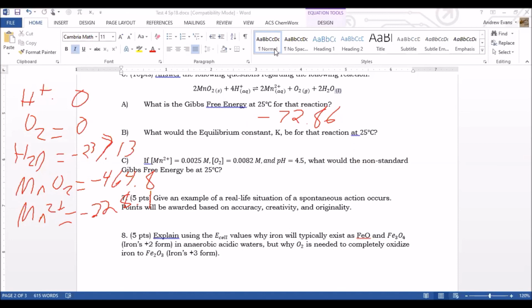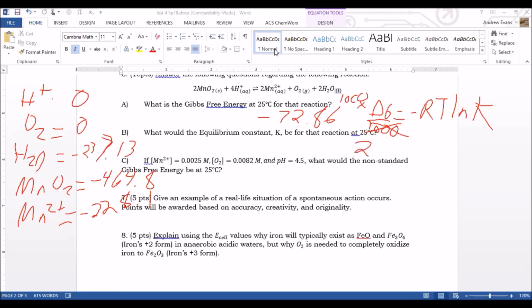So the next thing, you're going to use that value for the equilibrium constant. Delta G equals negative RT ln K. So we're going to say, well, delta G times by 1,000, because we want to get kilojoules into joules. So negative 72.86 times 1,000 divided by negative 8.314 divided by 298.